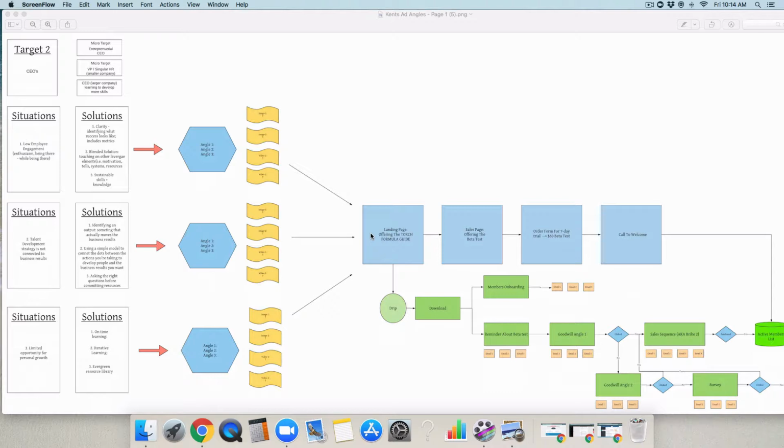Put number 1 as the most important problem, and then number 2 and number 3. Put those into the left-hand box there. Once you get those, now you're going to want to go over to the solution side. Now imagine being able to attach 3 solutions to every single one of those situations.